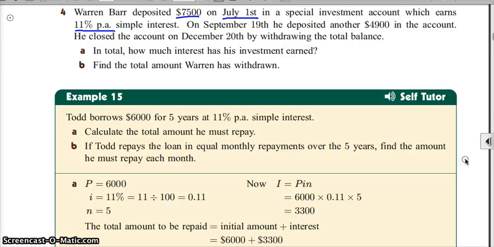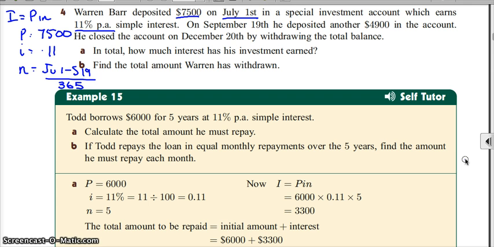Okay, so when we go I equals PIn, what's our P and what's our I? Let's start there. Good, 7,500. What would our I be? Which we just showed you was 0.11. And what would our n be? Excellent. It would be from July 1st to September 19, over 365, because it needs to be a fraction of the year.